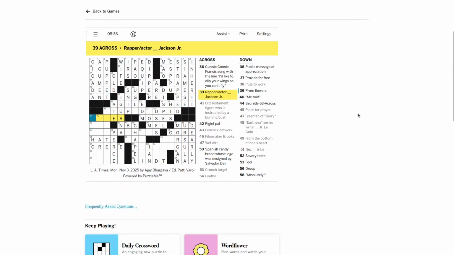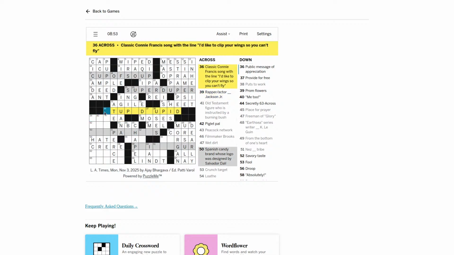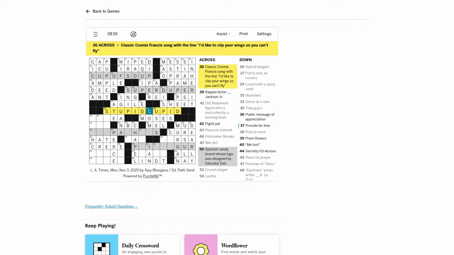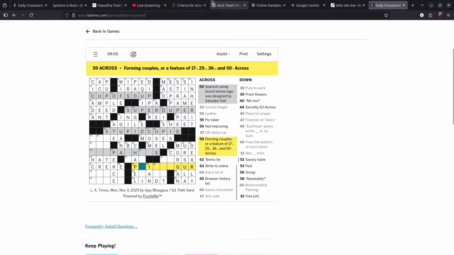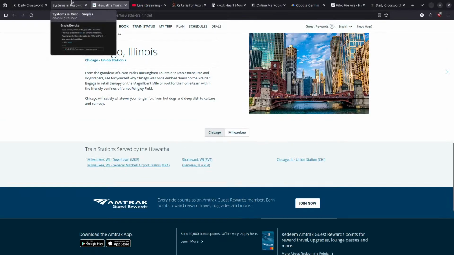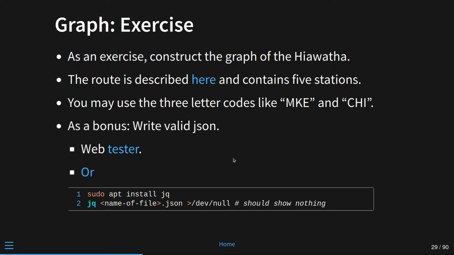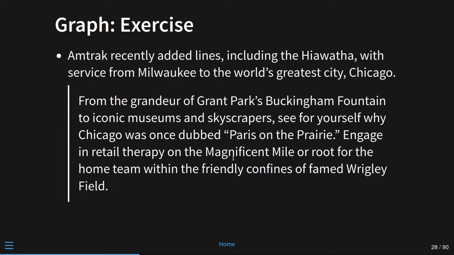So I'm currently working on my own graph, which is a directed graph between the clues and the answers, and you can only go in one direction. 36 crosses stupid Cupid. That's so fun. Okay. Okay. What's that make this? Forming couples? Okay. I wanted to check something.